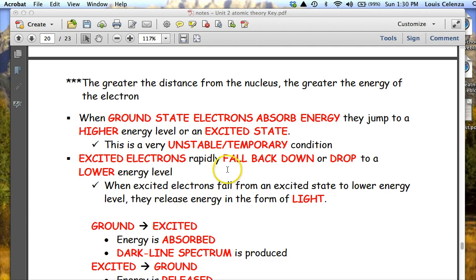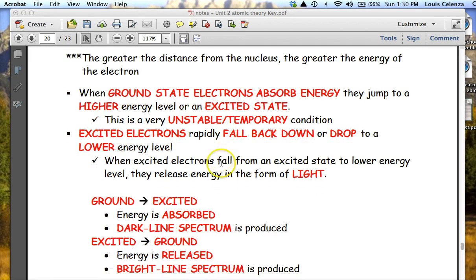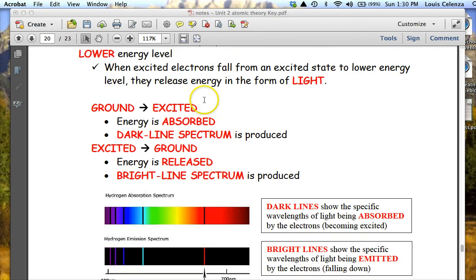The important thing is that when they do drop down to that lower level, when they go from the excited state to the ground state, they give off energy in the form of light. And this is just giving you a summary. When an electron goes from the ground to the excited state, it has to absorb energy. Don't worry about the dark line spectrum. That's not something you need to worry about.